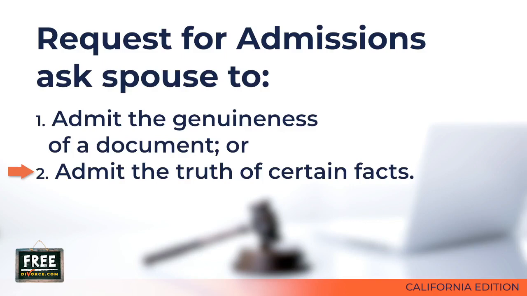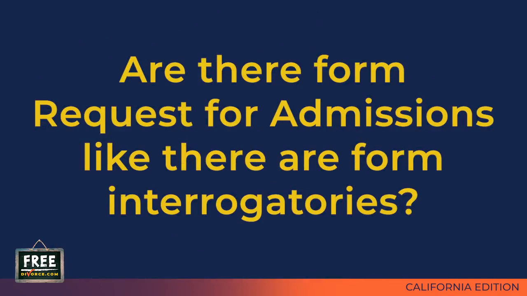If your spouse admits that certain facts are true in response to a request for admissions, you don't have to prove those facts at the time of trial. If your spouse admits in a response to a request for admissions that a particular document is genuine, then you do not need to prove the authenticity of that document at trial. Are there form requests for admissions like there are form interrogatories?